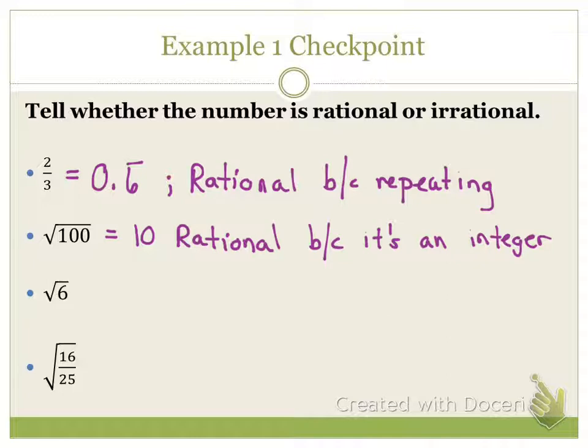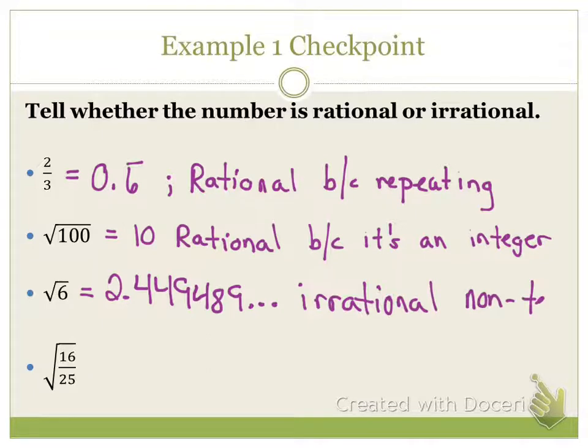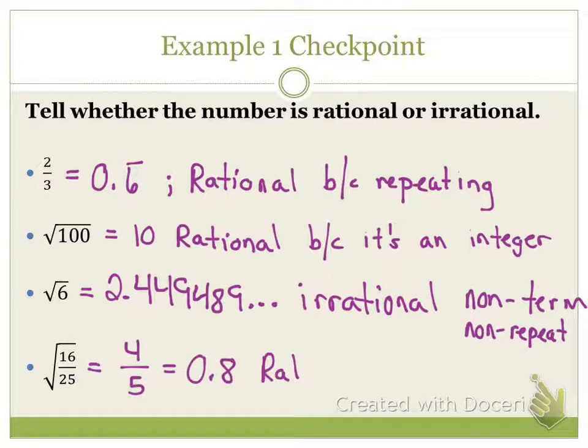All right, what about square root of 6? Irrational. It's going to be 2.44948, and it keeps going. So it is irrational because it's non-terminating and non-repeating. All right, now what about the square root of 16 over 25? It's going to be 0.8 because it's going to be 4/5, which translates to 0.8. So it is rational, and why? Because it's terminating.